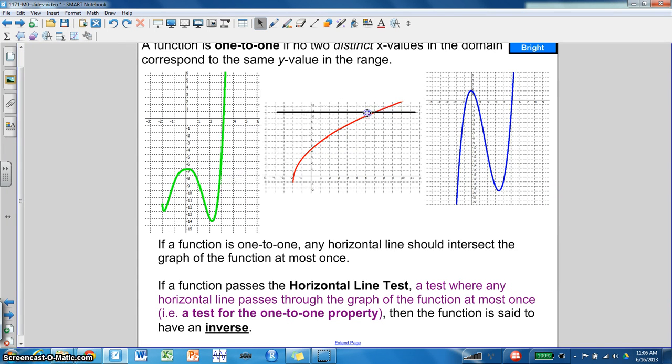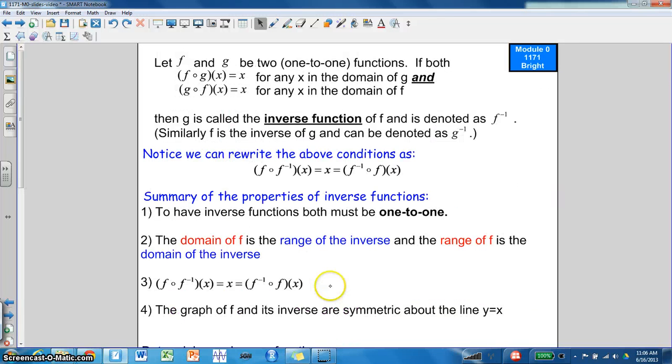Now going through the red one, I go through all the y values and it passes the horizontal line test. And similarly here, the blue curve fails because we have three x values where the y value is the same. If it passes the horizontal line test, then it means it has the one-to-one property. If it fails, it doesn't. And if a function is one-to-one, then it does have an inverse function.